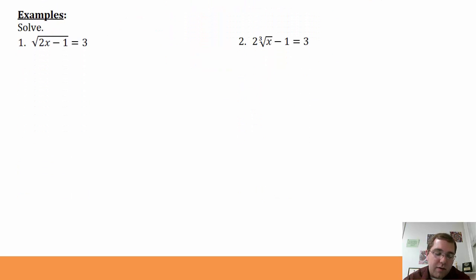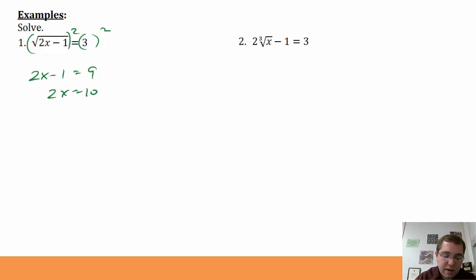Example number 1. Solve the square root of 2x minus 1 equals 3. So I've isolated the radical. It's by itself on the left-hand side. I undo the radical. I undo a square root by squaring, so I square both sides. Squaring the square root of 2x minus 1 just gets me 2x minus 1. Squaring 3 gets me 9. I solve for the variable. I add 1 to both sides, so 2x equals 10. That means x equals 5.